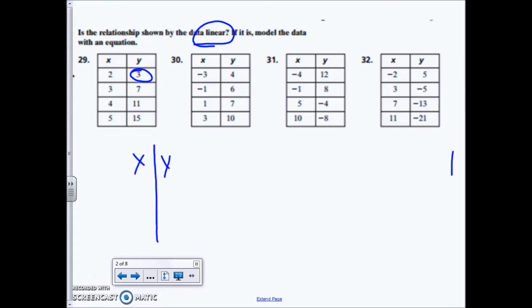So let's say we had a table, and all of our points were proportional. So let's say we had 2, 4. If all of the points were proportional, 6 would go to what? 12. And -3 would go to -6.